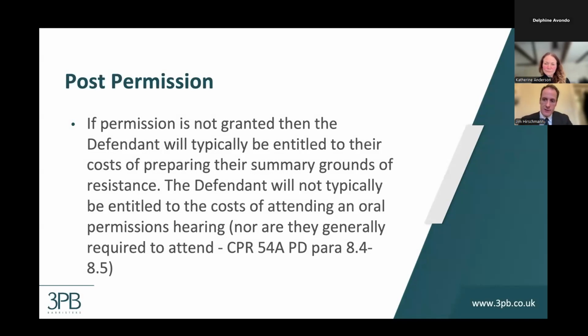But in my experience, the defendant does tend to attend that renewal hearing, as it's called, because it's a better chance of knocking out the JR completely, particularly if it's already been refused on the papers. But you can't typically get your costs of attending that renewal hearing, which is obviously something to bear in mind and advise the client department about.